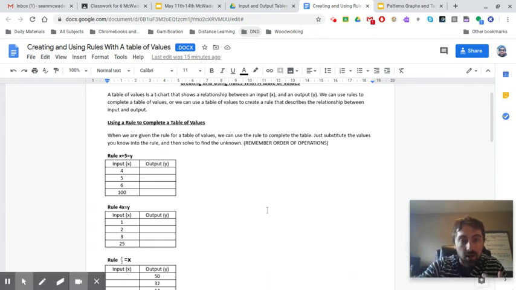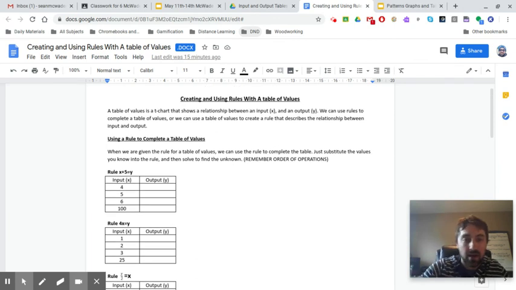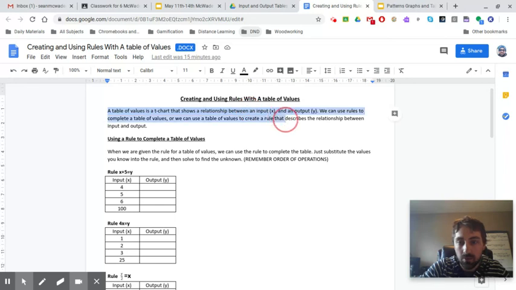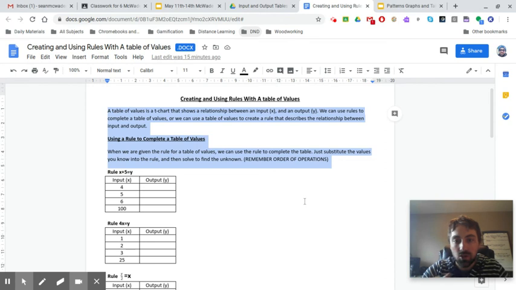So starting off, again, a table of values is a T-chart that shows a relationship between an input, x, and an output, y. We can use rules to complete a table of values, or we can use a table of values to create a rule. So let's start easy though, using a rule to complete a table of values. When we're given a rule for a table of values, we can use that rule to complete the table. Just substitute the values you know into the rule and then solve to find the unknown. Now remember to use the order of operations.